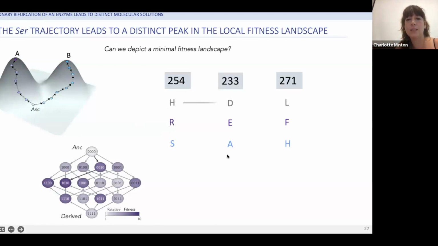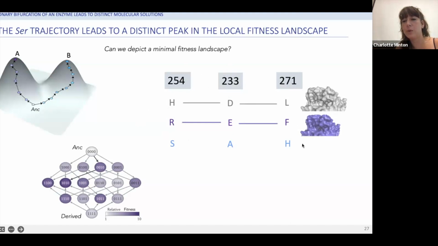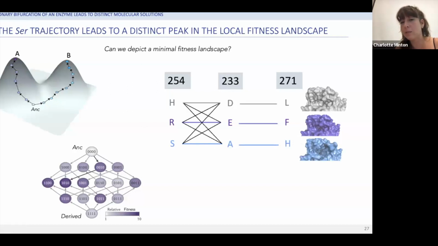So what happens is that we can combine histidine at position 254, aspartic acid at position 233, and leucine at 271. That's the wild type combination of this triplet. We can do the same. REF is what we see in the most evolved arginine trajectory, and SAH is the triplet in the most evolved serine trajectory. But we can also make all the combinations in between, and that gives us hybrid mutants, which encompass mutations from the arginine and serine trajectory.